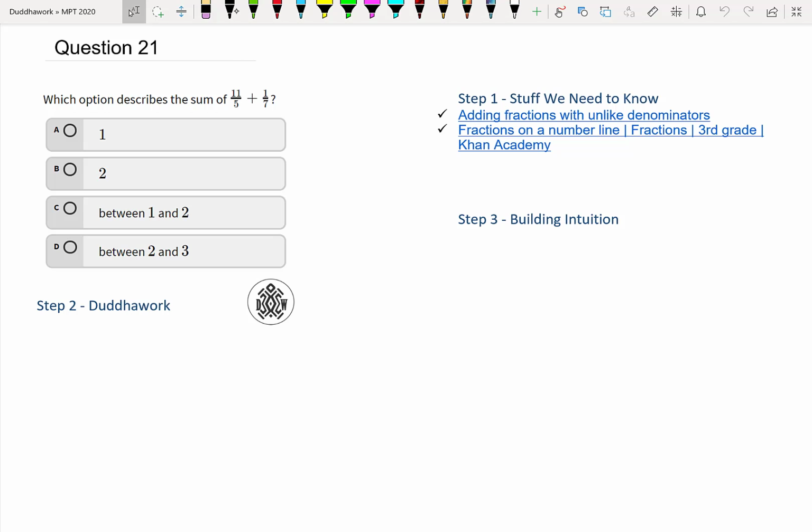Here we're going to cover question 21 of the Math Proficiency Test for teachers in Ontario. We're asked to describe the sum of 11 over 5 plus 1 over 7. Is it equal to 1? Is it equal to 2? Is it between 1 and 2 or is it between 2 and 3?